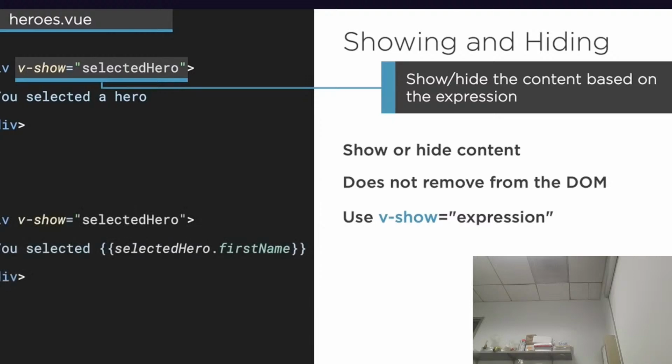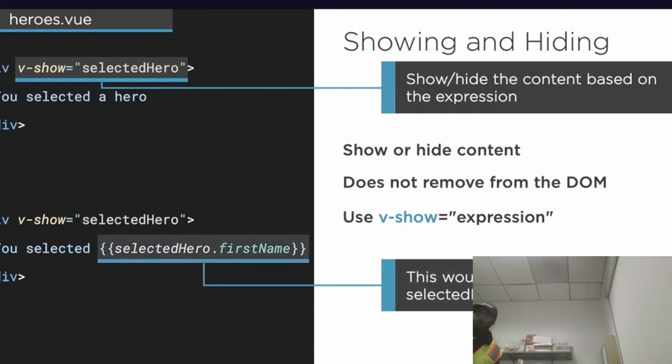Now you have to be careful with the vShow because if you used a vShow like this down here, it would evaluate the content in the div whether or not there was a selected hero or not. So in this case, you'd actually be evaluating selected hero.firstname, which could be undefined. Even though it's not displayed, you still might have an error in the page. So it's not ideal to use the vShow for things where you're needing to not evaluate what's inside of those expressions. Let's take a look at how we can use the vShow in our application.